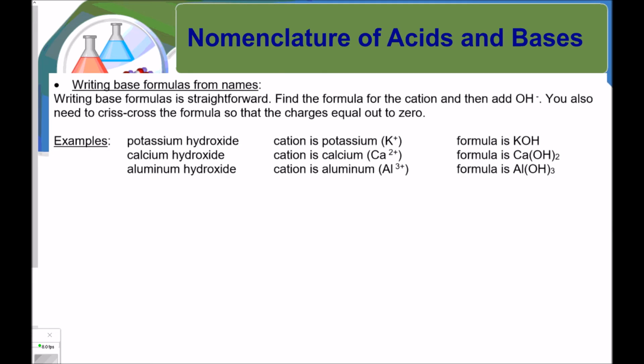Going in the opposite direction, if I give you the name and you need the formula, again, crisscross oxidation numbers. So potassium hydroxide, potassium is +1, hydroxide is -1. You can just smush them together. Calcium hydroxide, hydroxide is OH with a -1 charge. It's a polyatomic ion. So when you crisscross, you need to put the OH in parentheses with the 2 outside of it. Same thing for aluminum hydroxide. The aluminum is +3, so the little 3 needs to go outside of parentheses, so you're protecting your polyatomic ion, hydroxide.